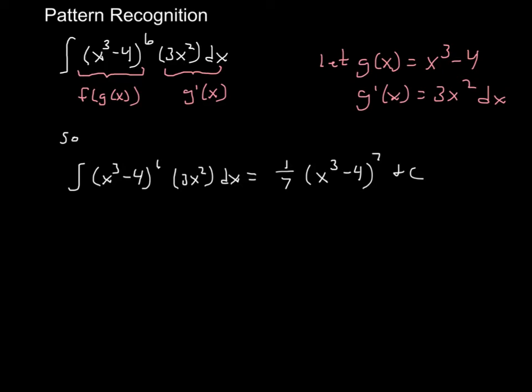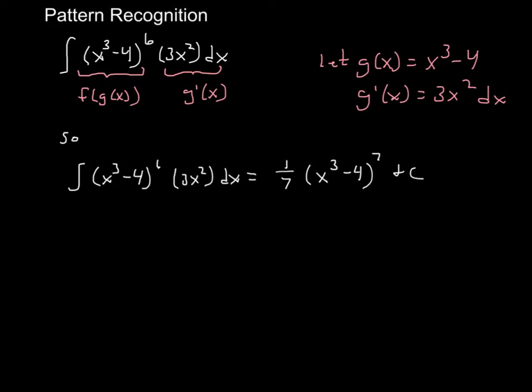Let's look at one here that would be a pattern recognition problem, at least to start out with. What I have is the integral of the quantity x cubed minus 4 to the 6th times 3x squared dx. I see the x cubed minus 4 is inside, so I'm going to let g of x equal x cubed minus 4. Then when I take the derivative, I get g prime of x equals 3x squared. So I can say, this part is my f of g of x, and this is my g prime of x. And so I recognize the pattern that we have.